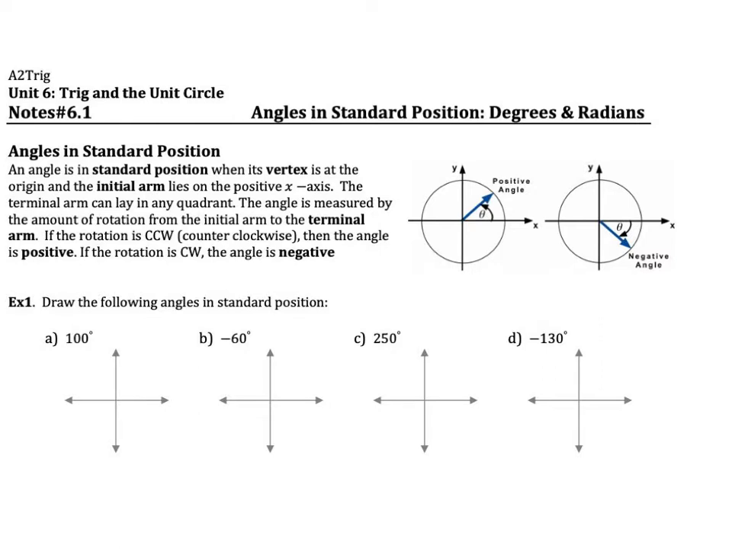So the first thing we're going to do, in order to expand on the ideas, is to talk about angles in standard position. An angle is in standard position when its vertex is at the origin and the initial arm lies on the positive x-axis. So the vertex is right here at the origin, and then it lies out here going toward the positive x-axis. So that is your initial arm.